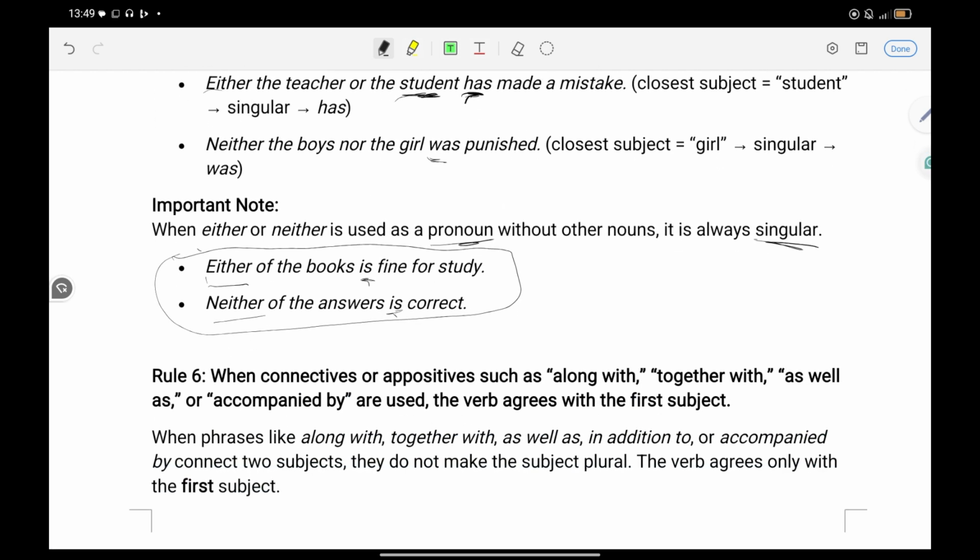Now, rule number 6. This one is very dicey, very tricky, and people tend to struggle with it, especially during tests. It's when dealing with connectives or appositives, such as along with, together with, as well as, or accompanied by. When you have connectives or appositives joining two nouns, the verb agrees with the first subject.